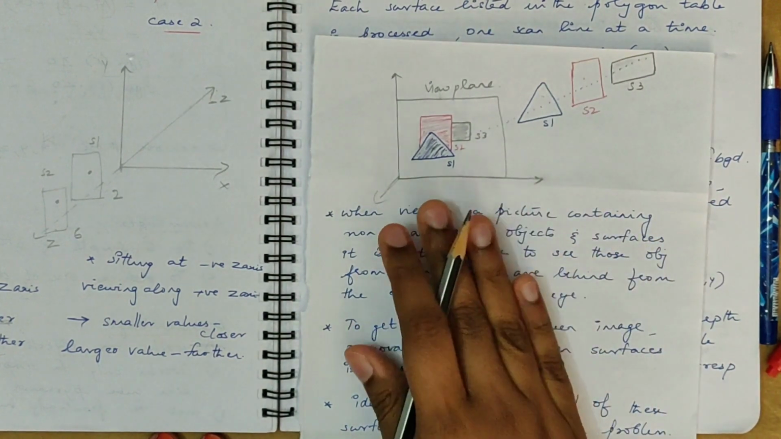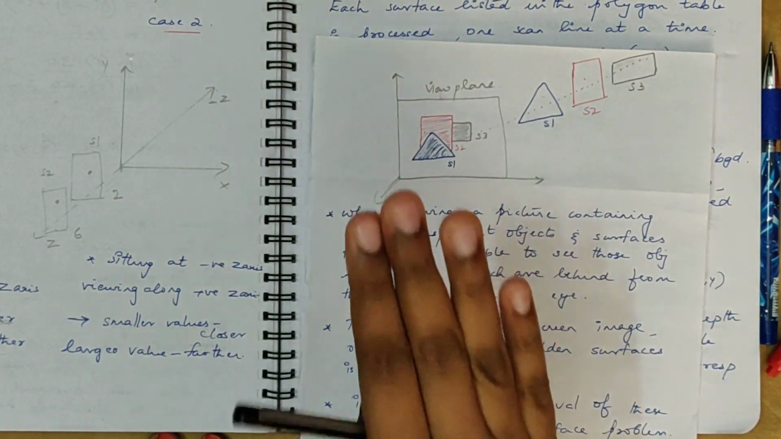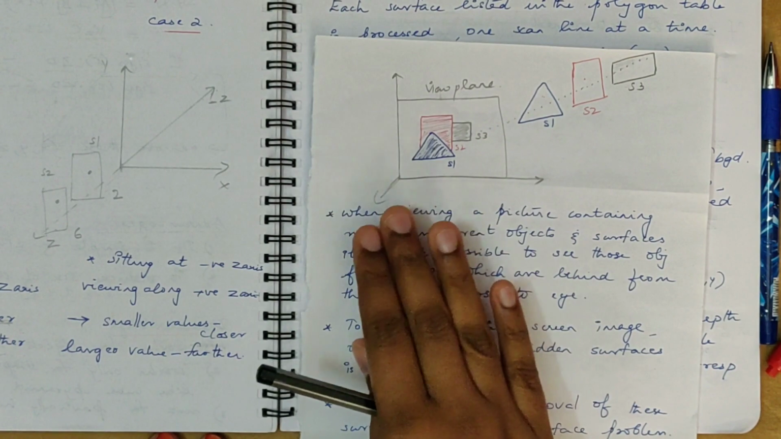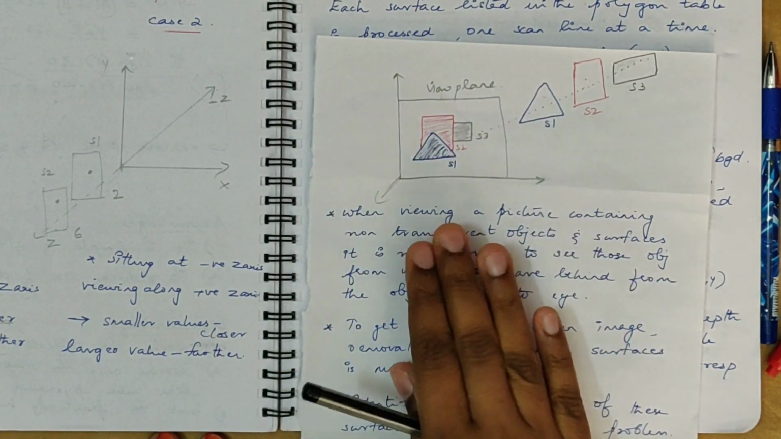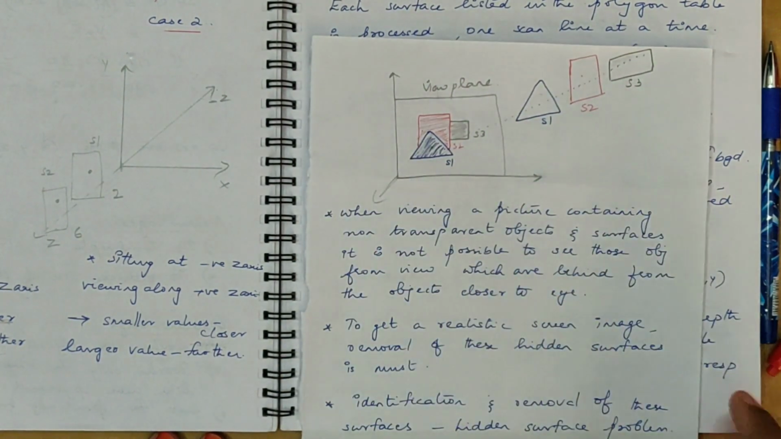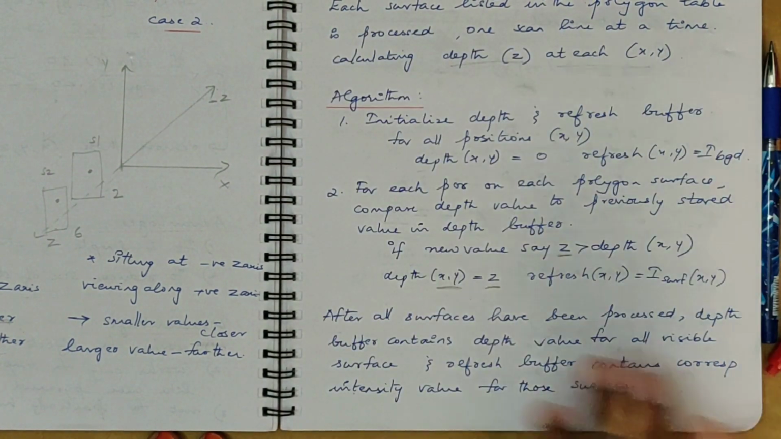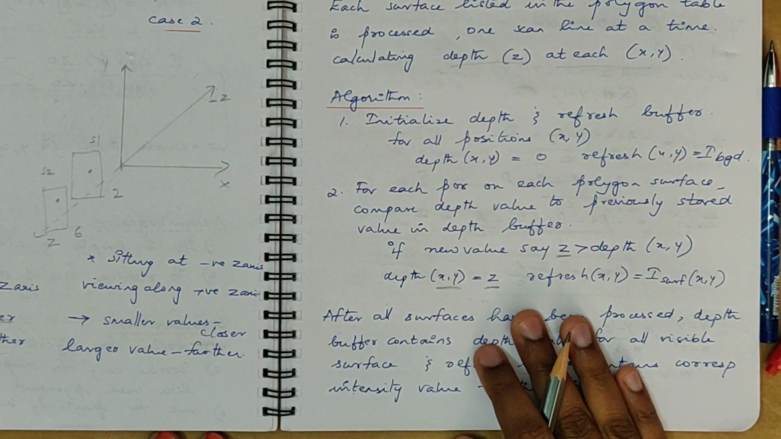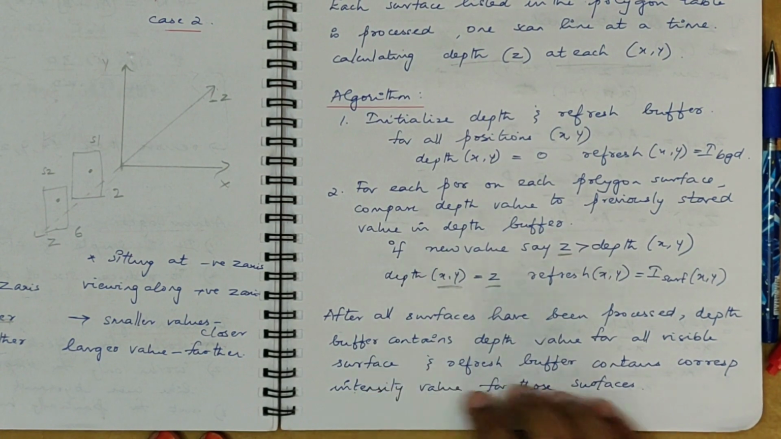The point to be noted here is that this works fine only for opaque objects. For transparent objects, this method will not work. We'll see in the next video how the algorithm will work for transparent objects. So this is the algorithm.